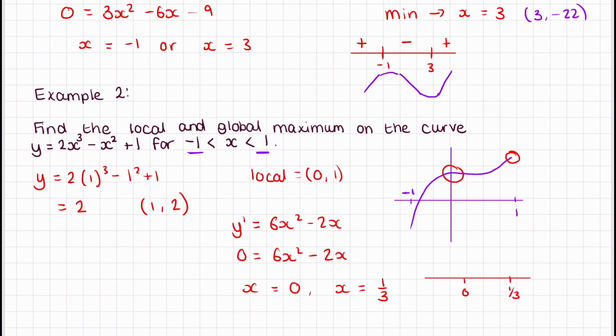Pick a number before 0, so say -1. Put that into our derivative function, the 6x squared minus 2x, see what's happening before it, and you would see that the gradient would be positive before 0. Pick a number between 0 and a third. Put that into the gradient function, you would find your answer would be negative, and pick a number bigger than a third, say 1. Put it into the function, you would find it would be positive. So from here, we know it's going up, then down, then up. So obviously 0 is the maximum, and the 1/3 would be the minimum.